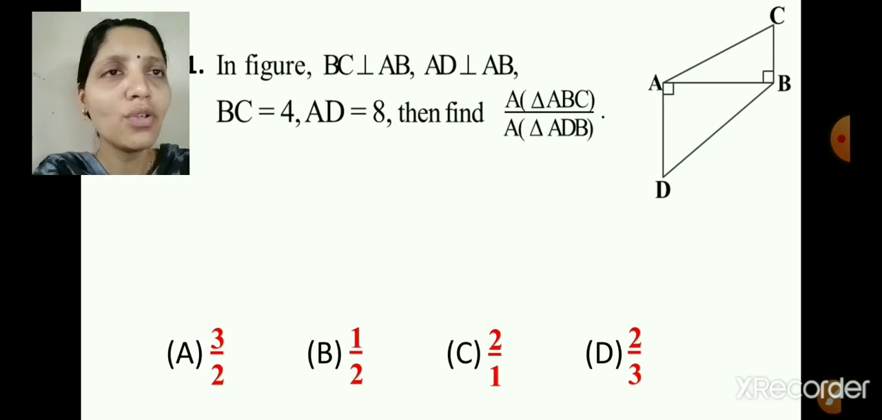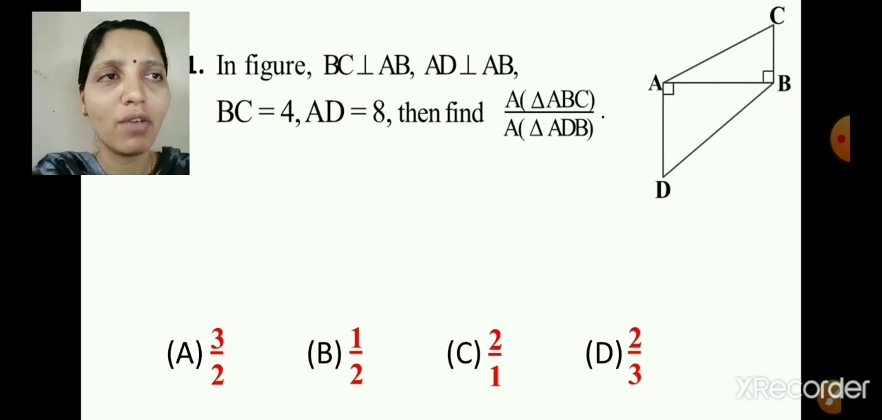Now how to solve this sum? What is given here? BC is given and AD is given. Now if you observe these two triangles, you will find that side segment AB, that is the base of these two triangles, is common. That means here we have to consider only the heights.